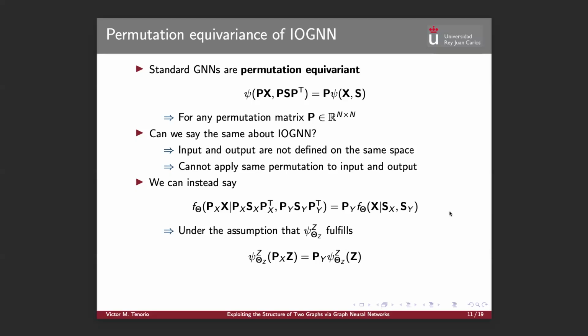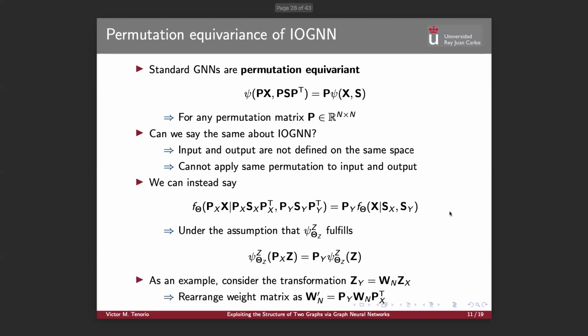And this is fulfilled as long as the transformation function fulfills this, that if the input is permuted by Px, the output will be permuted by Py. This can be easily proved by considering that this is a unitary matrix, its inverse is its transpose, and it's the closest we can get to the permutation equivariance property in this setting. And this can be achieved more or less easily.